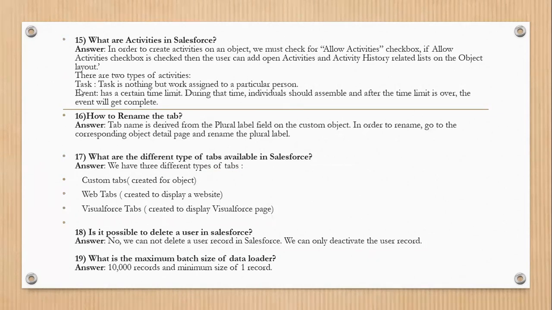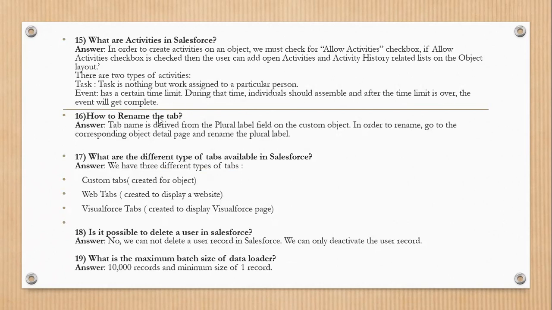There are two types of activity: task and event. A task is nothing but work assigned to a particular person. An event has a certain time limit. During that time, individuals should be assembled, and after the time limit is over, the event will be completed.